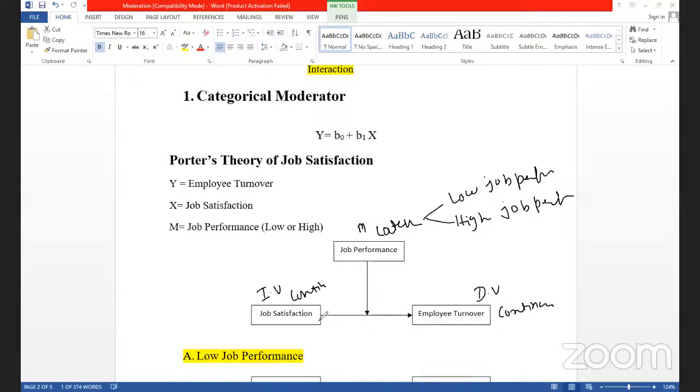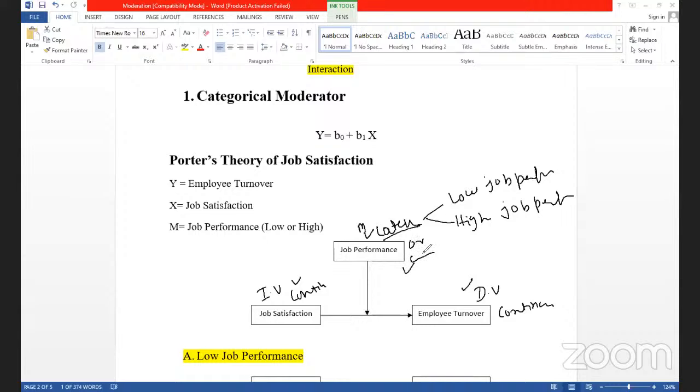This is a categorical variable, and this is continuous. Job satisfaction is 0 to 100, and employee turnover is again a continuous variable on a ratio scale. So there are two main types of moderator we will use here, one categorical and the other continuous.